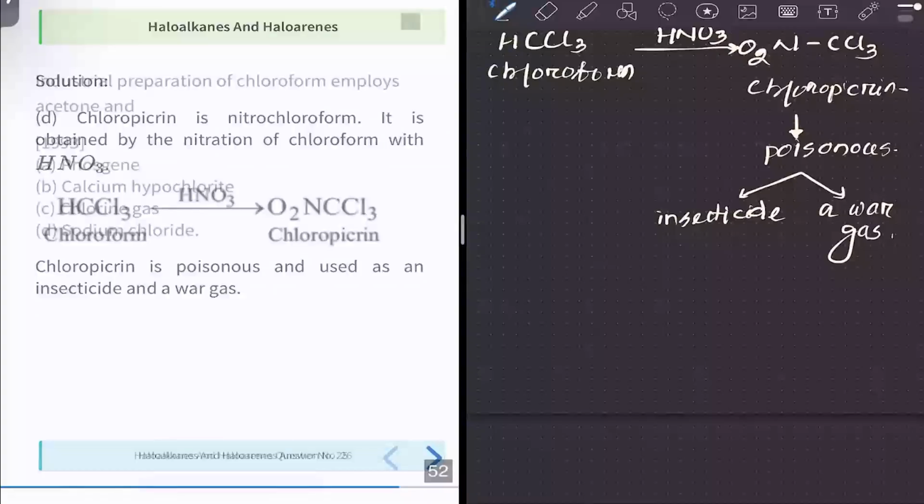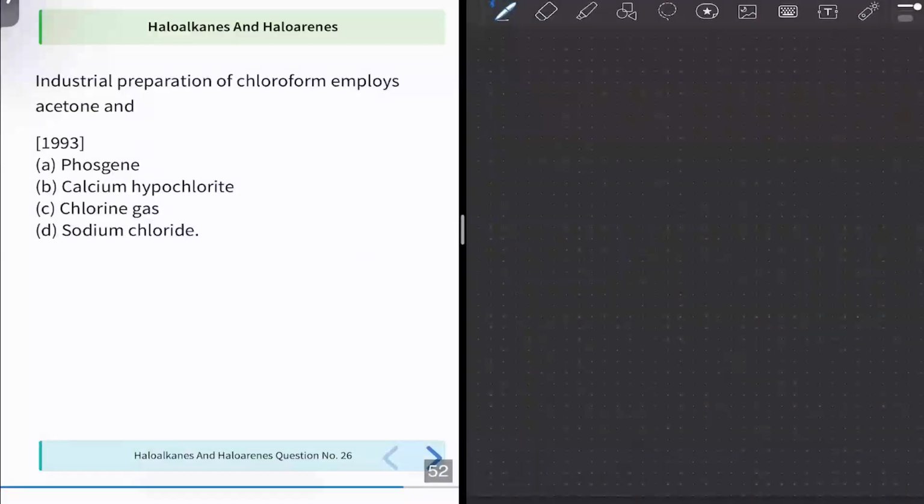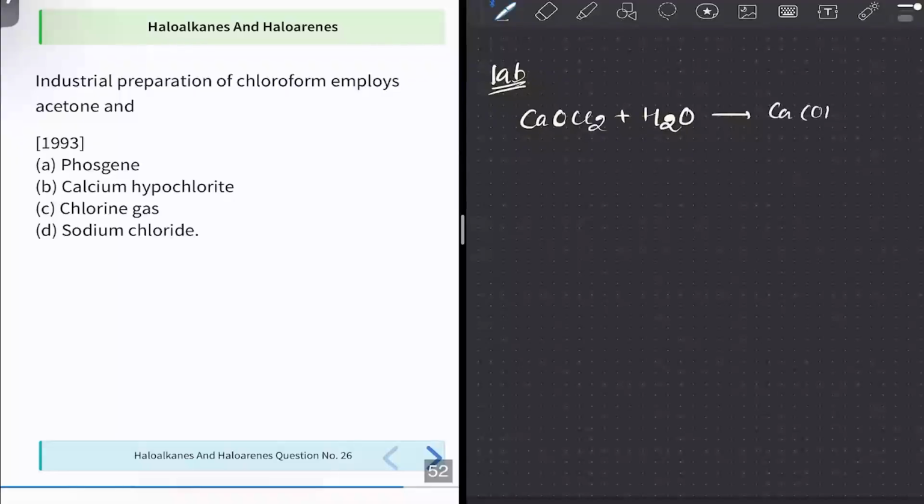Industrial preparation of chloroform employs acetone and dash. Okay, so let's write the industrial preparation and laboratory preparation for chloroform. For the laboratory preparation, CaOCl2 will be used and it will be hydrolyzed, giving Ca(OH)2. Laboratory and commercial or industrial.